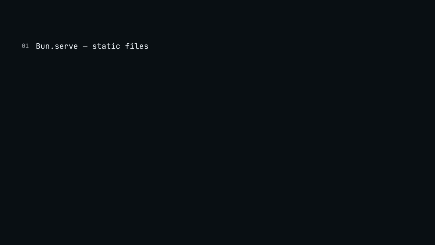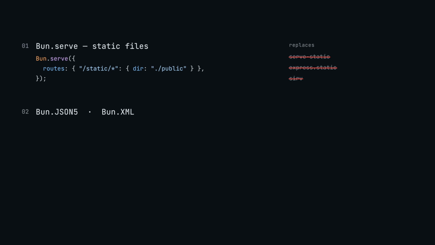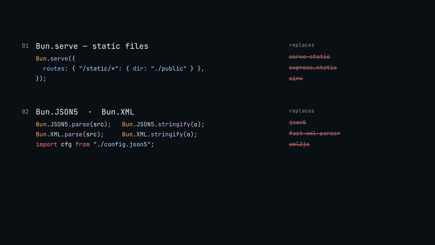First, Bun.serve can now serve static files, replacing the need for serve-static, and this is great for that public folder of your website. Second, Bun added support for JSON5 and XML, so you don't need their packages anymore. You can import, parse, and stringify both of the formats in Bun.